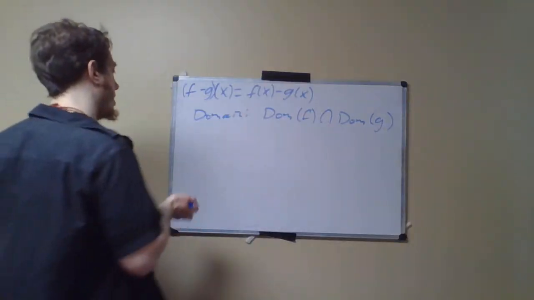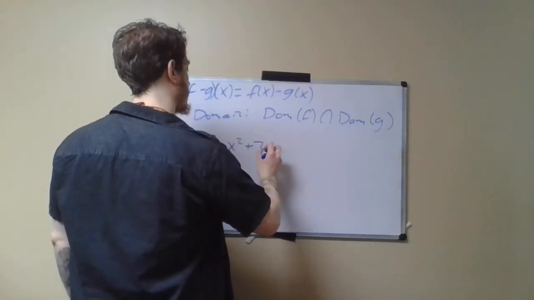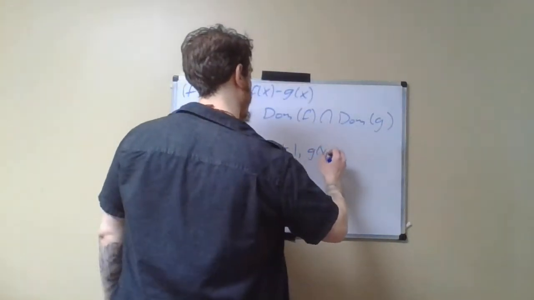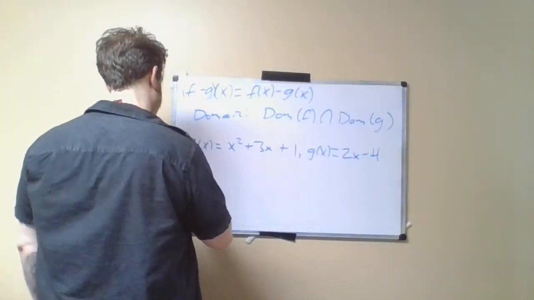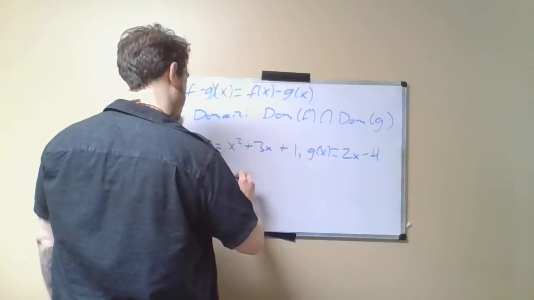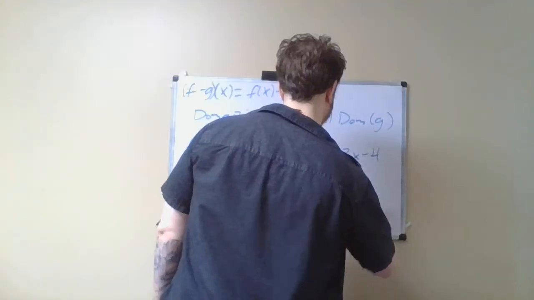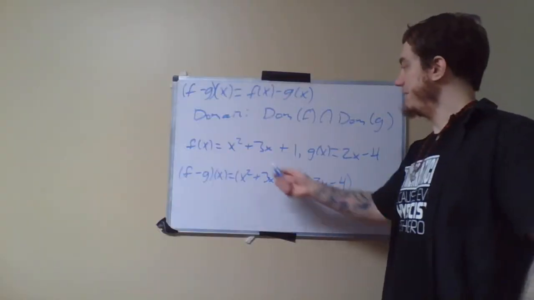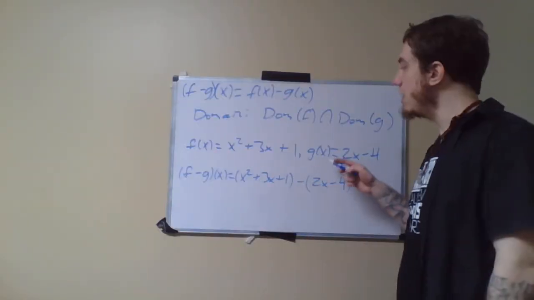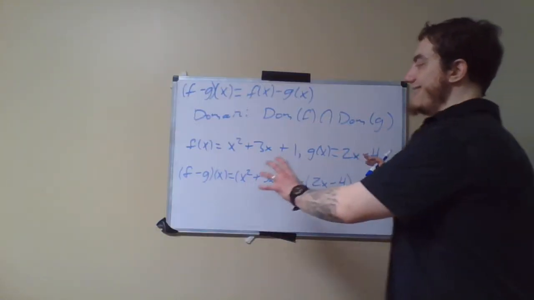Give a quick example here. Let's say f of x is equal to x squared plus 3x plus 1, and g of x is equal to 2x minus 4. Then f minus g of x will be x squared plus 3x plus 1 minus 2x minus 4. And the thing I want to note here in particular is we need to make correct use of parentheses. We've got to make sure that each function goes inside parentheses because we're doing all the operations for f first and all the operations for g first, then we're putting them together.